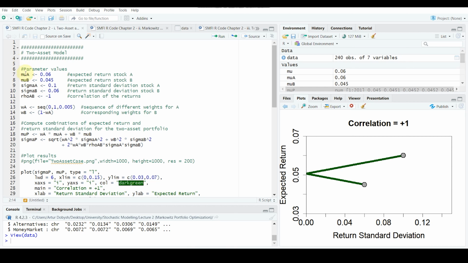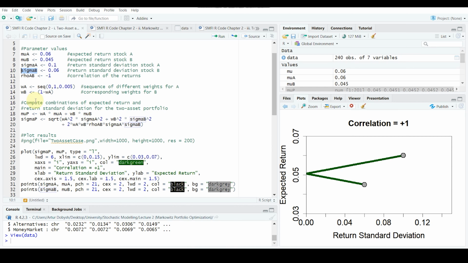We have several parameter values in the simple model: the return for asset A, the return for asset B, the standard deviation of the return of asset A, and the standard deviation of the return of asset B. What rho AB represents is the correlation between the returns of the two assets. Here it's set to -1, and when the correlation is set to -1, it means that when returns for one asset are high, at the same time, the returns for the other asset are low. All of these commands set the parameter values using this arrow figure.